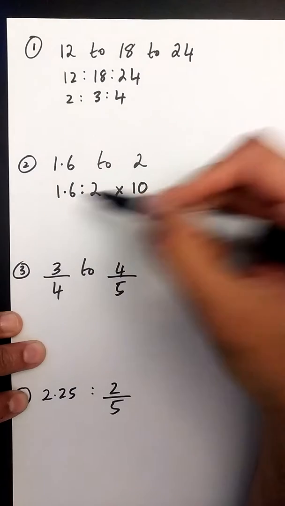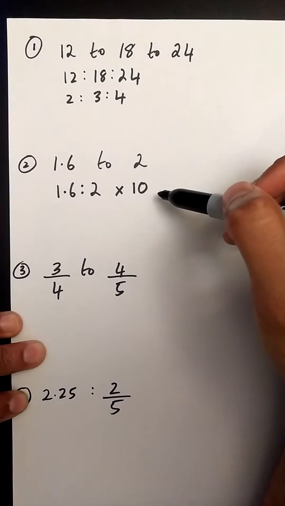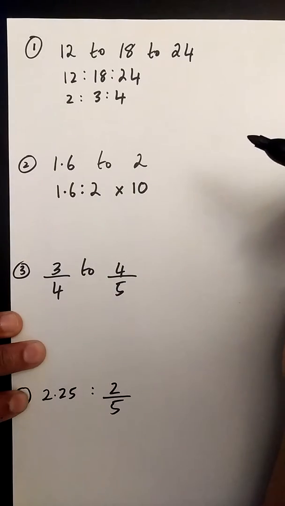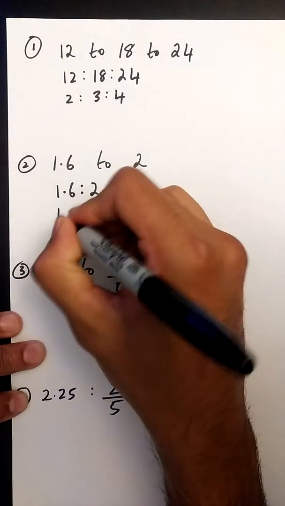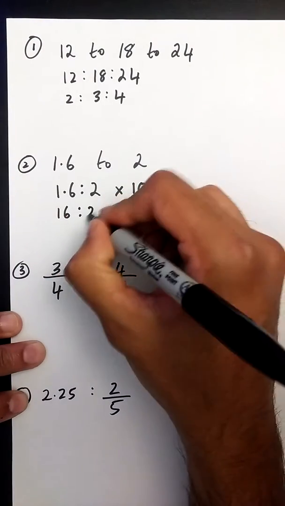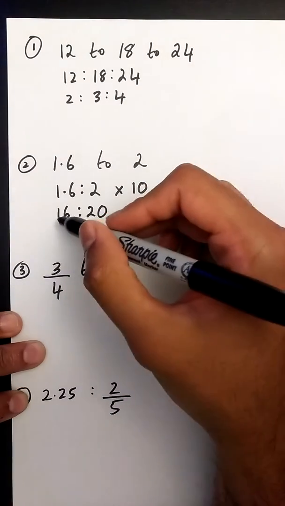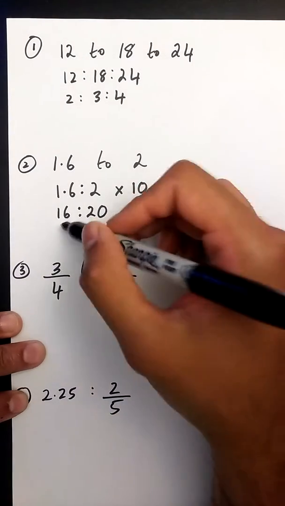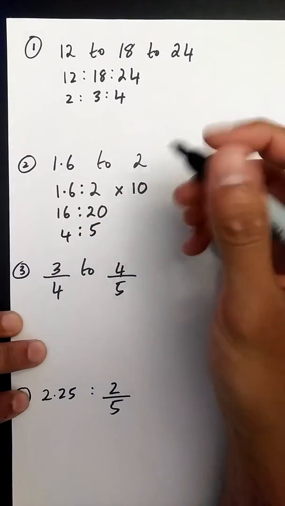If I had 2 decimal places, I would multiply by 100. If I had 3 decimal places, I would multiply by 1000 and so on. So in this case, if I multiply 1.6 by 10, I'm going to get 16. If I multiply 2 by 10, I'm going to get 20. Then I simplify this down. So I'm going to divide these two numbers by 4. So I get 4 is to 5.